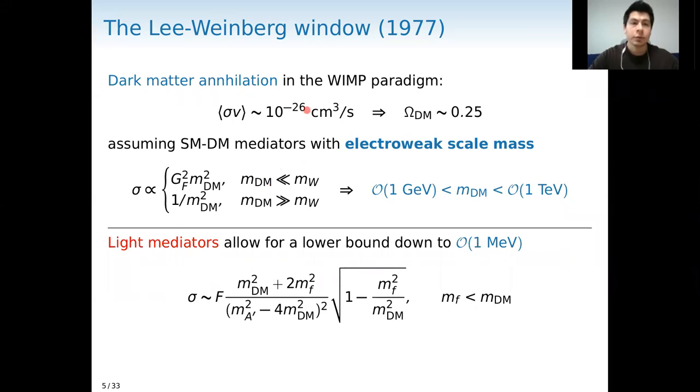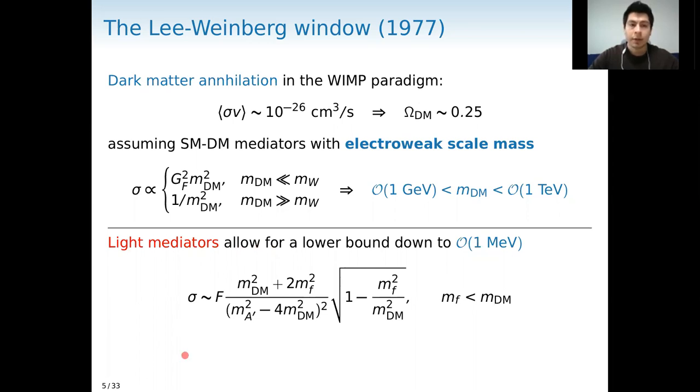Since we have to get this number, we have to find the mass of the dark matter inside some window, found to be from 1 GeV to order 1 TeV. However, as I mentioned, this assumes that all the mediators between the standard model and the dark matter are at the electroweak scale. If we assume that there are other mediators, not in the standard model, with masses much smaller than the electroweak scale, then we can lower the bound on the mass of dark matter down to the order of 1 MeV.